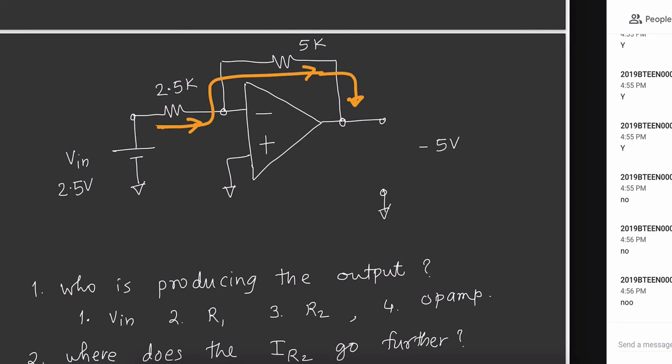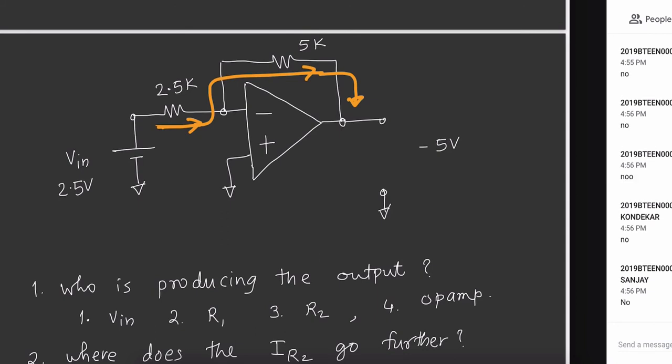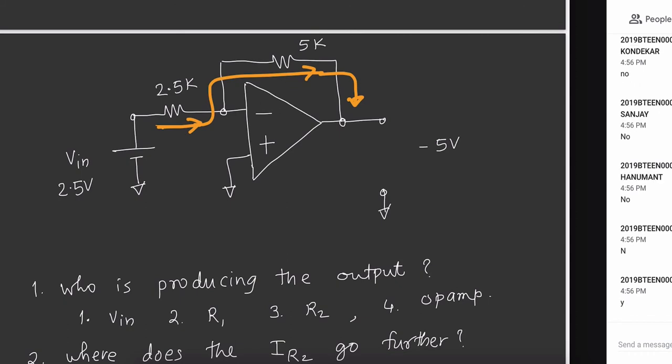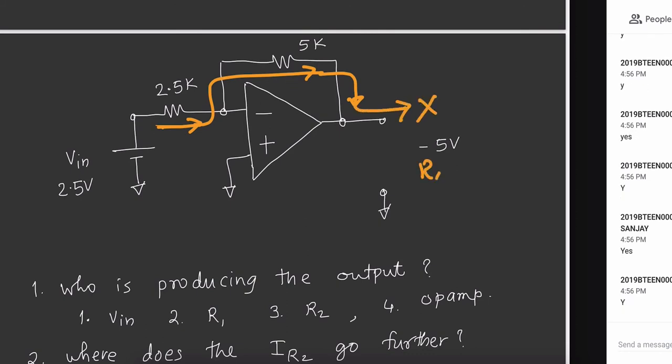No, current will not flow. It means if the current is flowing, there must be a closed loop. Should there be a closed loop? Yes or no? Yes, there should be a closed loop. It means the current is not possible to be going here because there is no RL. RL is not there. There is no path for current to flow. So it means this is not possible.